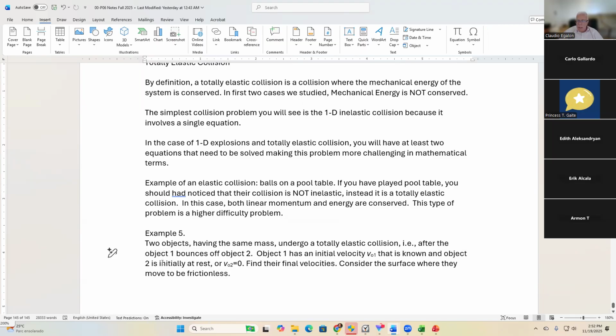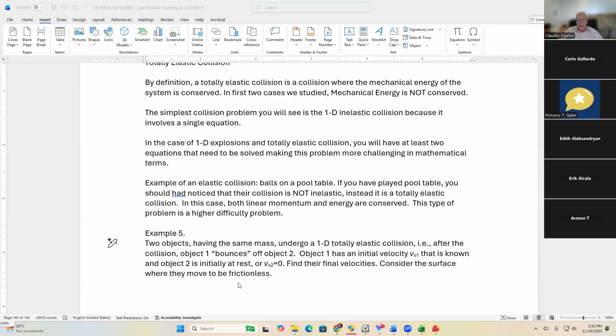After the collision, object one bounces off object two. Let me put "bounces off" like that, though it's not exactly bouncing off, but it doesn't stick to each other. Object number one has an initial velocity, v01, and they undergo a 1D, let me emphasize here, 1D totally elastic collision. And you can reproduce this type of collision in real life.